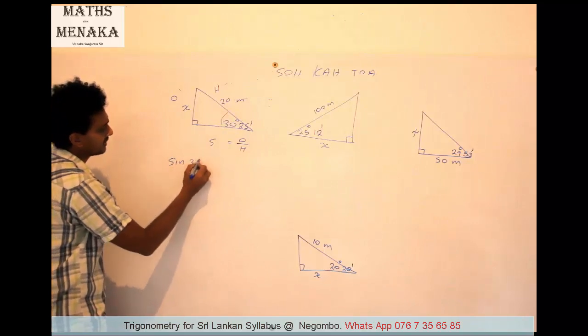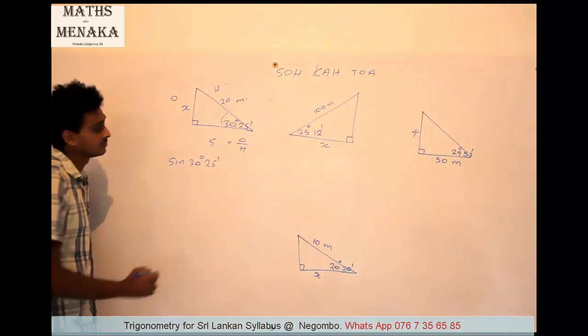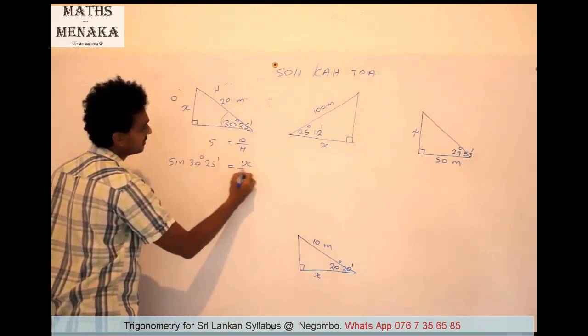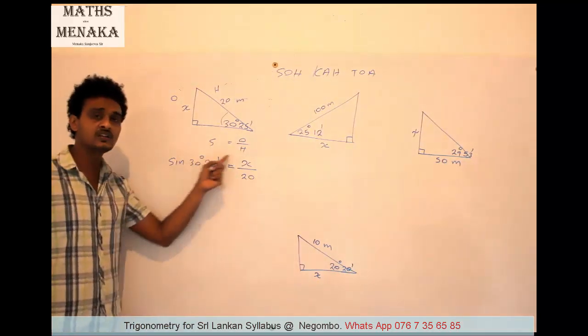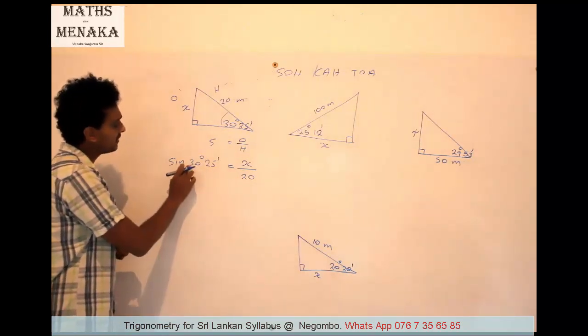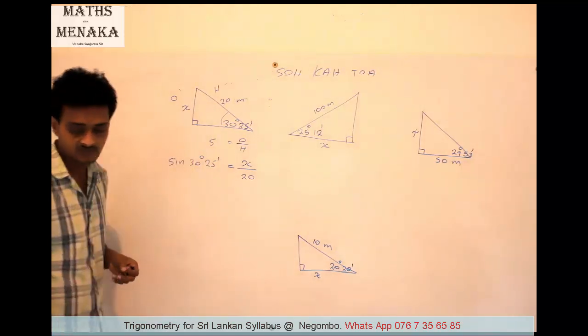Sine 30 degrees 25 minutes is equal to the opposite side over the hypotenuse. You have to find x. Students, then do the cross multiplication. First find the value of this one, the sine value of 30 degrees and 25 minutes.